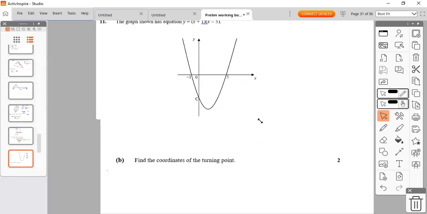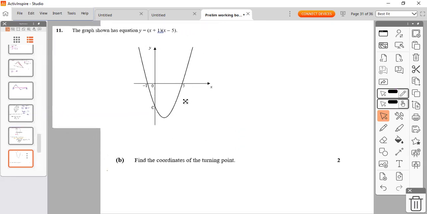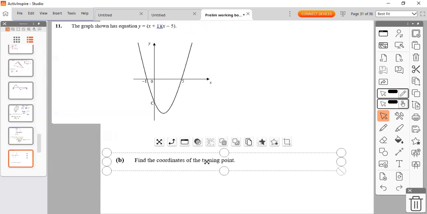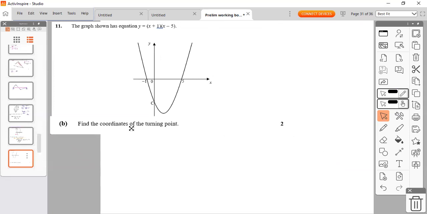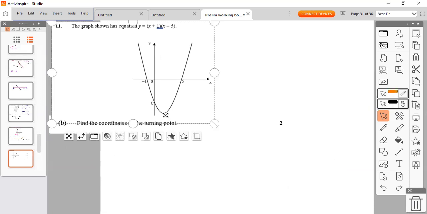All right, similar question. Find the coordinates of the turning point. Now the turning point is where it hits its minimum, or if it was the other way around, where it hits its maximum. So the turning point's here. Now we could do that by completing the square. By completing the square, we can pull out the turning point from that, but we don't have to do that.